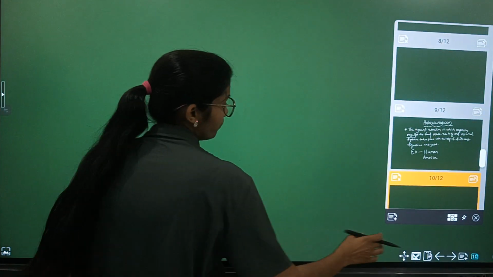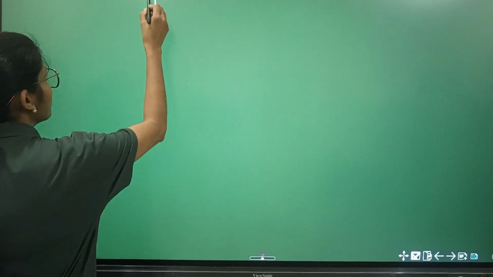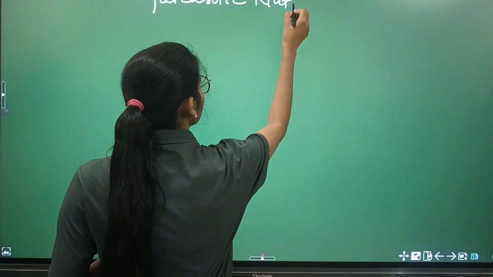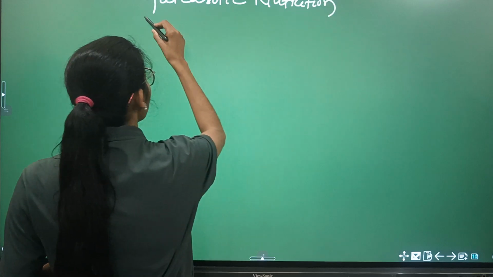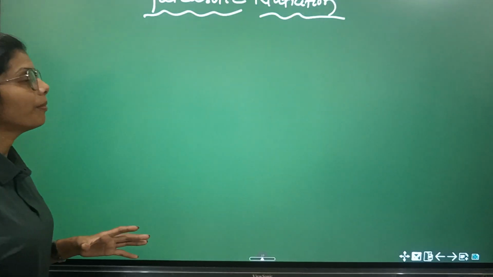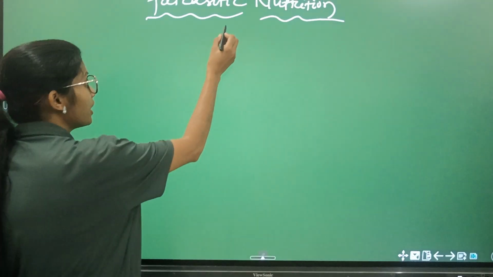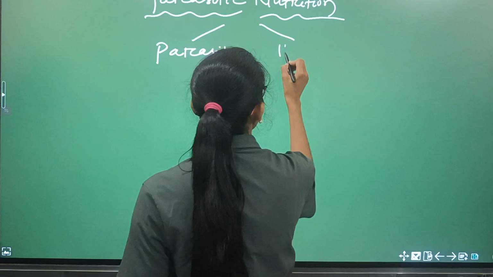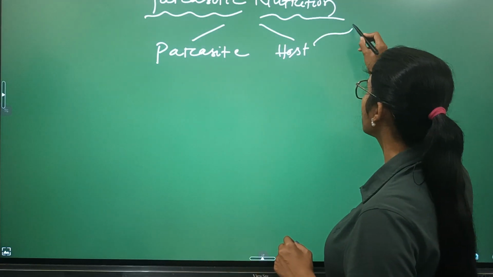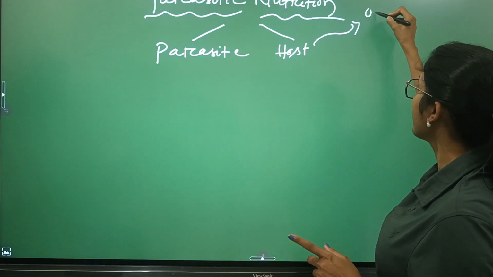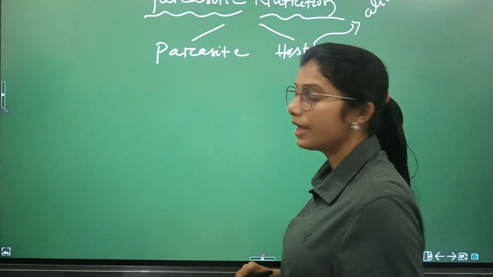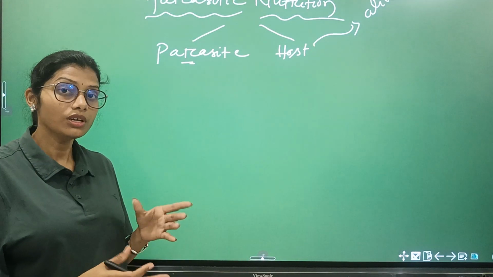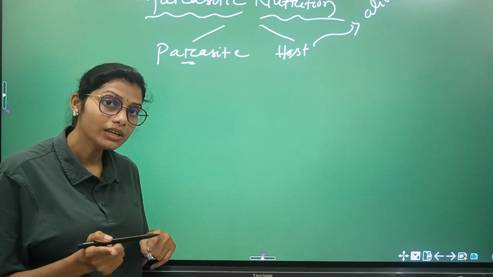So let's go to parasitic nutrition. What do you mean by parasitic nutrition? Two things are very important. There should be a parasite and another one is a host. Host is very important, and the peculiar thing is that here the host should be alive. The parasite lives inside the body of the host and derives its nutrition, provided that the host must be a living one.